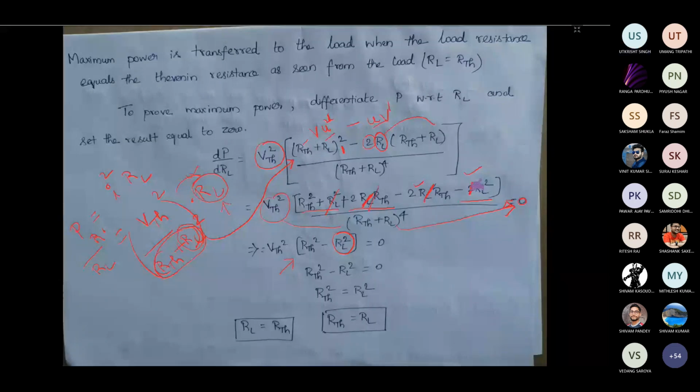Now you are getting RTH square minus RL square is equal to 0. If you rewrite this expression, you can write it as RTH square is equal to RL square. Now if you take the square root on both sides, RTH is equal to RL. So you can transfer maximum power only when RL is equal to RTH. Again, keep in mind that RTH is fixed and only RL is variable. So we have checked it analytically: only when RTH is equal to RL can we transfer the maximum power.